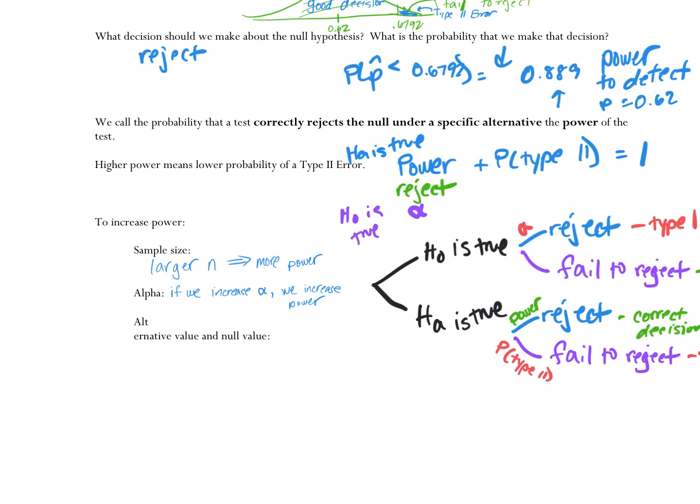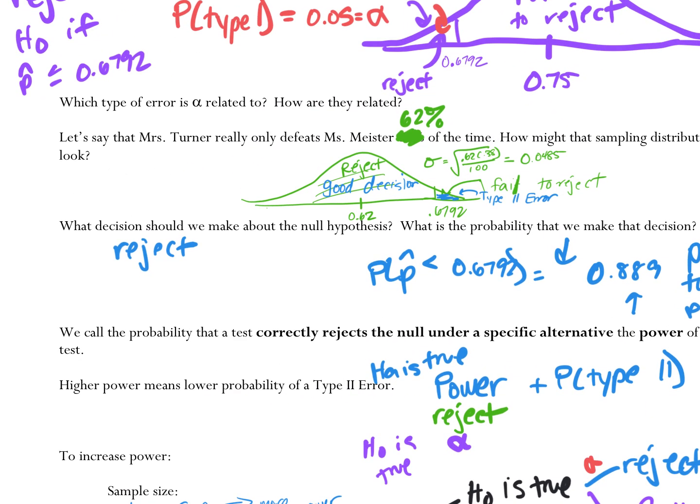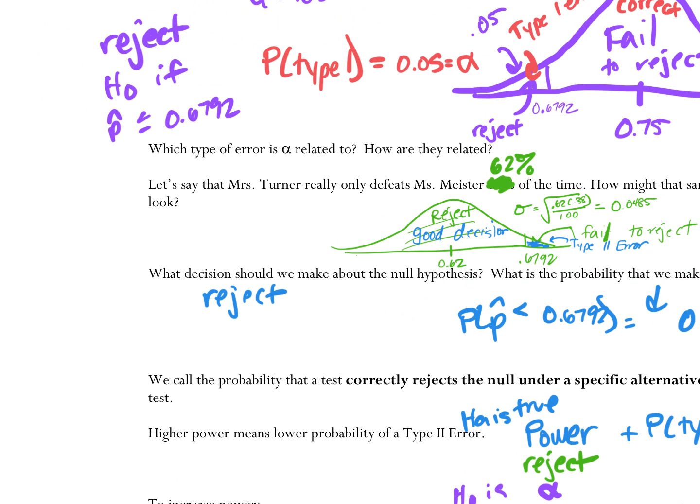Lastly, power is always calculated given some sort of alternative. So if I had drawn this picture, and what if instead I had put 68% here? Is everybody with me? My power would be smaller. If I look at that picture of 68%, in fact, my power would be less than half, because we're still only rejecting less than 0.6792. You guys seeing it?